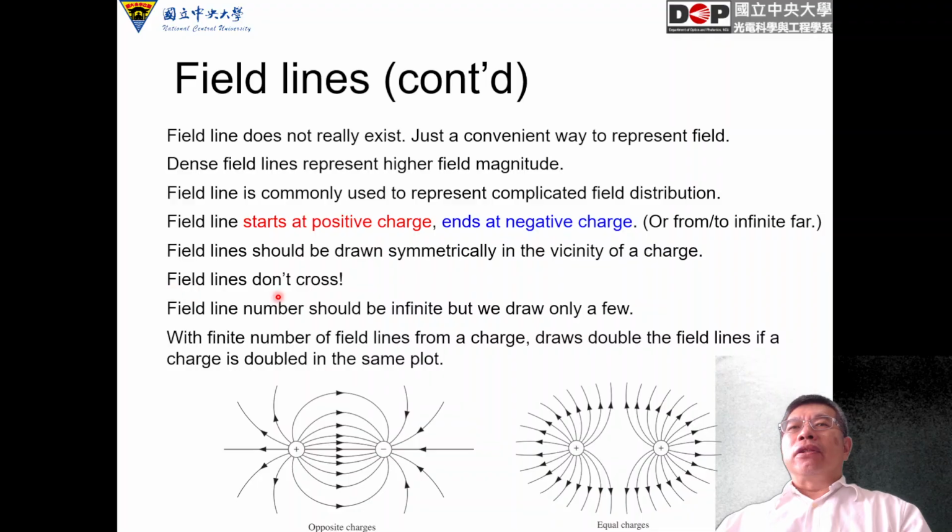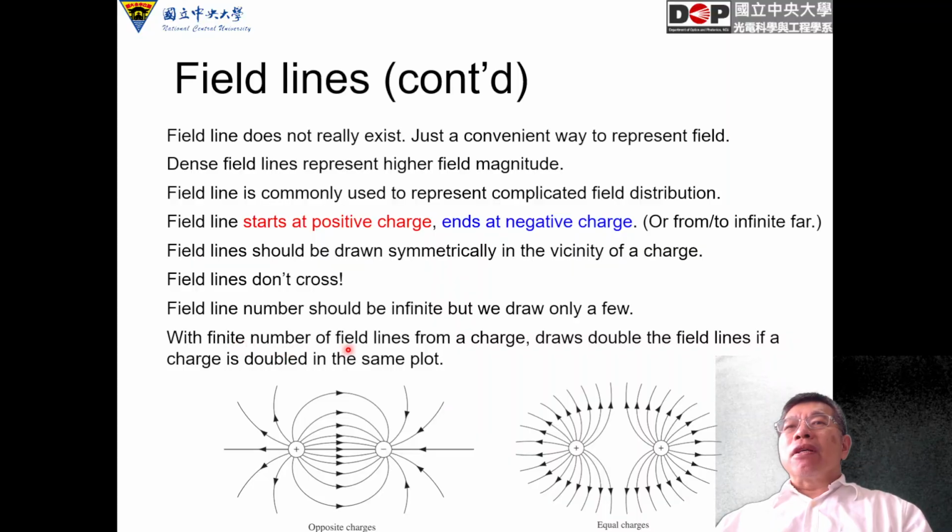Okay, field lines don't cross. There are no crossing field lines. Two field lines will not cross together. That's it. The number of field lines should be infinite, but we draw only a few. That's the more reasonable thing, because at any particular point, you can always find the electric field. So you can always link the line and get a new field line. So it's infinite in general, but we don't have time to draw everything.